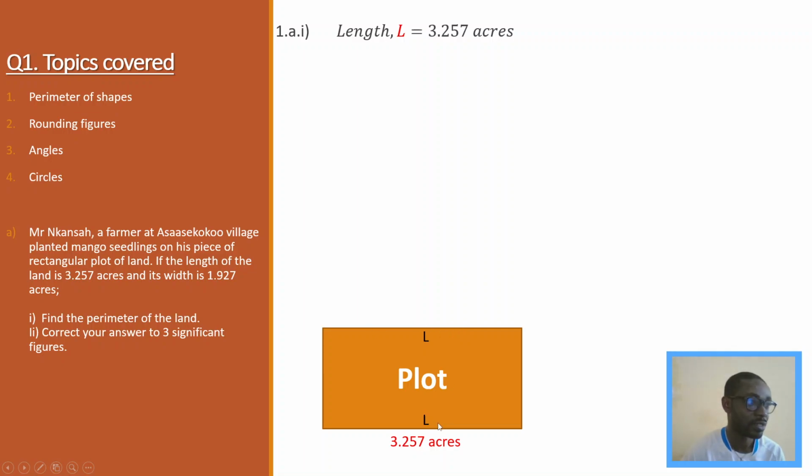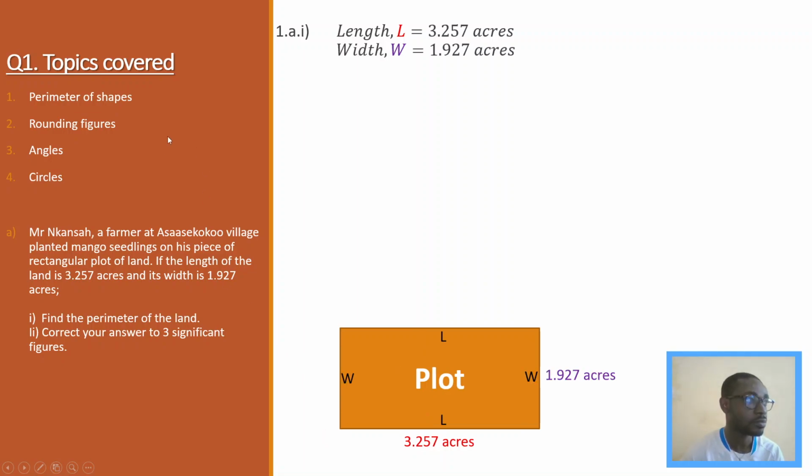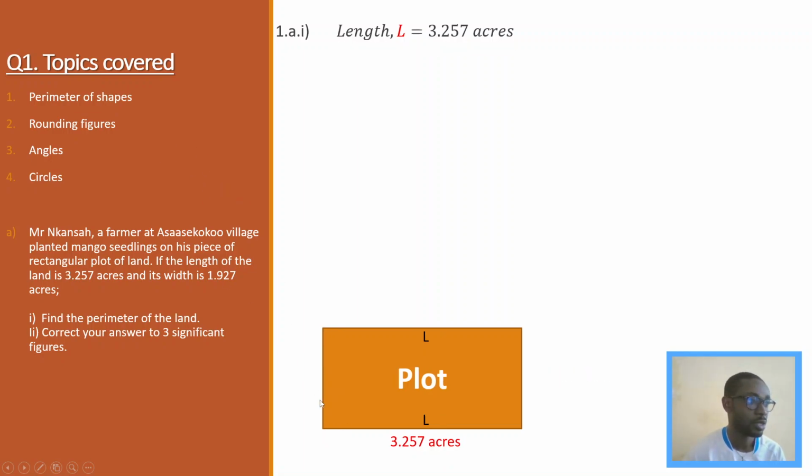So we have our plot of land. The length of the rectangle is this distance here. And we know that a rectangle has two opposite sides equal. That is, the length down here will be equal to the distance that we have at the top here. And then this side we know is called the width. This side is also called the width.